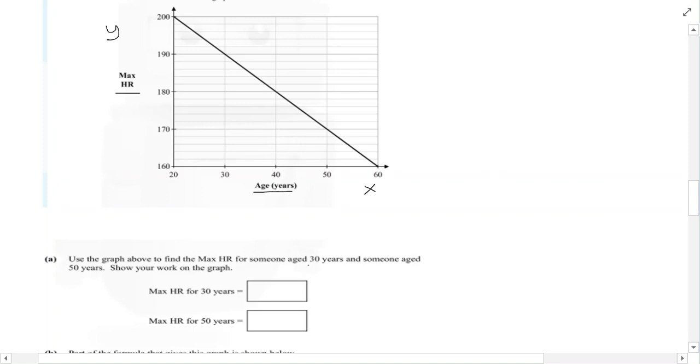So let's just have a look at this. So we're looking for somebody that's aged 30 and somebody that's aged 50. Now, what they're asking you to do is to use the graph here that we have. So if your maximum heart rate for 30 years, so what we do is we find 30 here in the graph, and we work our way up the graph. Okay, so we just follow this line up until it hits this line here, and then wherever it cuts the line, then we go across here. Okay, so we can see here, if your age is 30, your maximum heart rate is going to be 190.